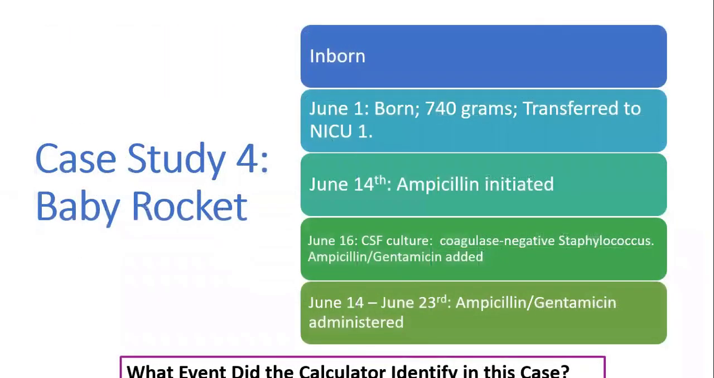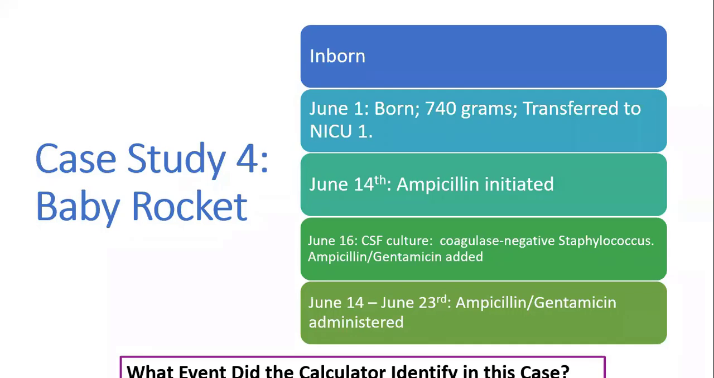So let's look at our fourth and final case study on Baby Rocket. Baby Rocket is an inborn infant born June 1st at 740 grams and was transferred to NICU on the date of birth. On June 14th, ampicillin is initiated. On June 16th, a cerebrospinal fluid culture was collected and is positive for coagulase negative staph. Ampicillin is continued and gentamicin is added on June 16th. Ampicillin and or gentamicin was administered June 14th through June 23rd.